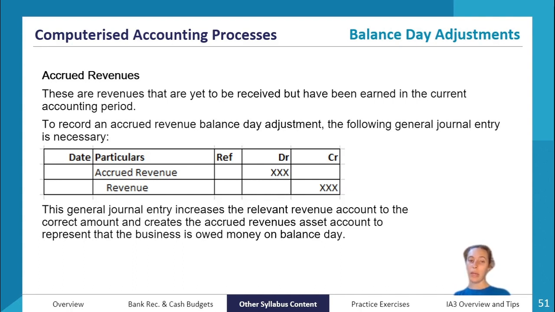So in this case, we have a debit to accrued revenue and then a credit to revenue. The revenue is increasing, so it increases the relevant revenue account to the correct amount, and it creates that accrued revenues asset account to represent that the business is owed money on balance day. So the accrued revenue account is an asset account going up. That is why it's debited. Revenue is a revenue account, a credit by nature. It's also increasing, and so you credit it as per the nature.